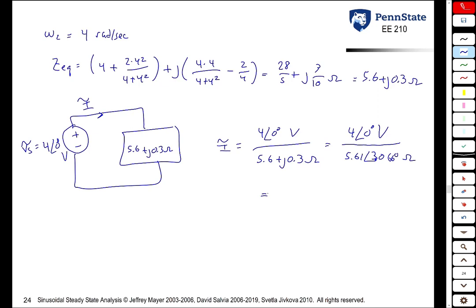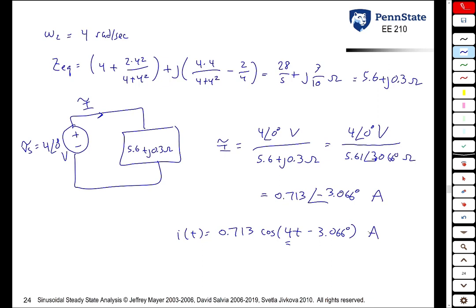4 divided by 5.61 is 0.713. 0 degrees minus 3.066 degrees is negative 3.066 degrees. And this is going to be amps. Finally, convert it back to the time domain. The current now is going to be 0.713 cosine. Now it's 4t, because we're operating at 4 radians per second, minus 3.066 degrees amps.